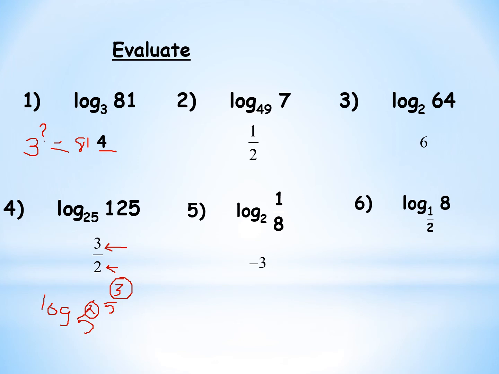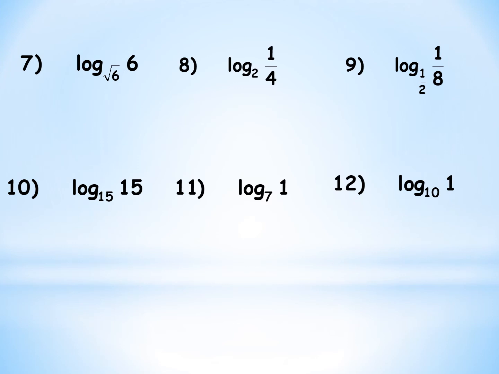2 to the negative 3rd is 1/8, and 1/2 to the negative 3 is 8. The square root of 6 squared will give me 6. 2 to the negative 2 gives me 1/4. 1/2 to the 3rd will give me 1/8. 15 to the 1st power will give me 15. 7 to the 0 power will give me 1. And 10 to the 0 power will also give me 1.